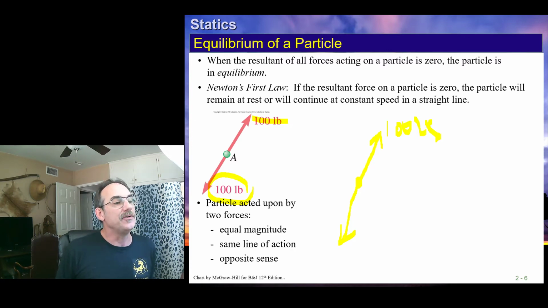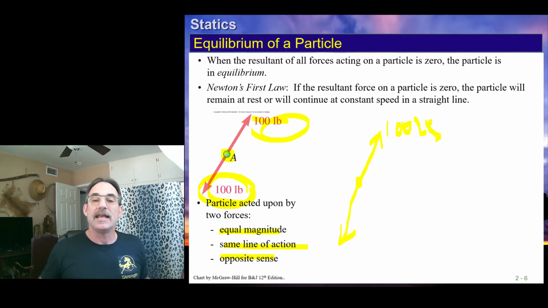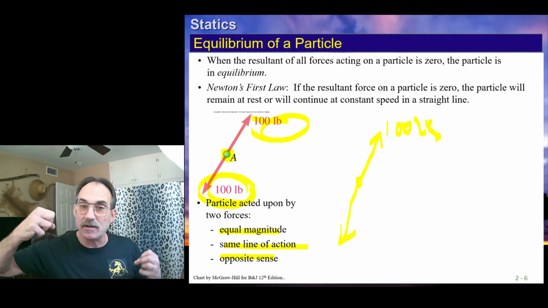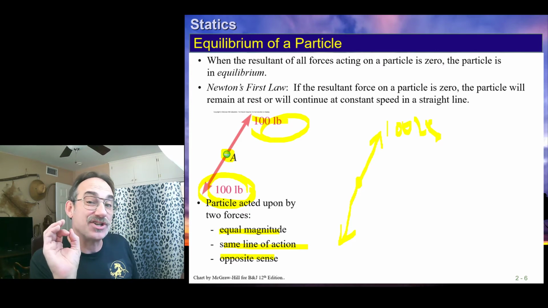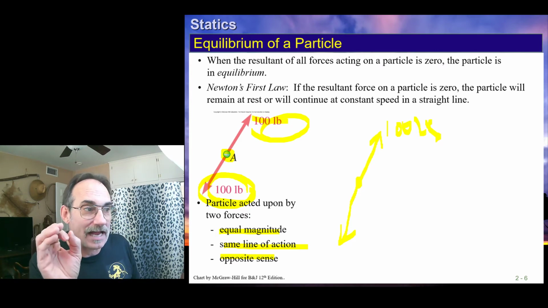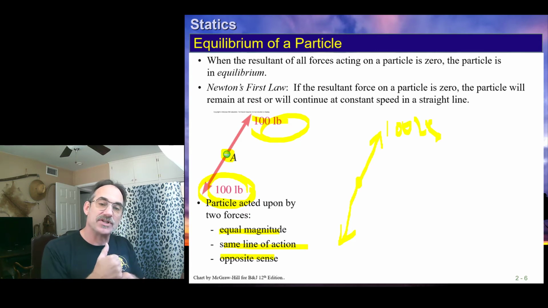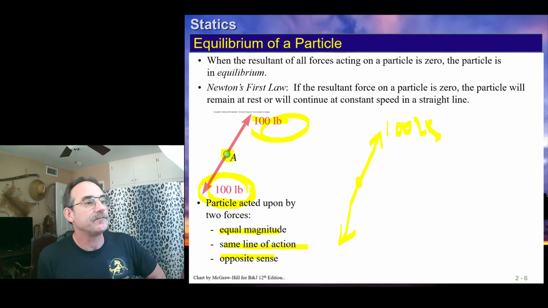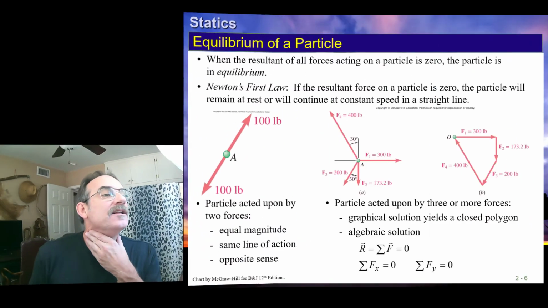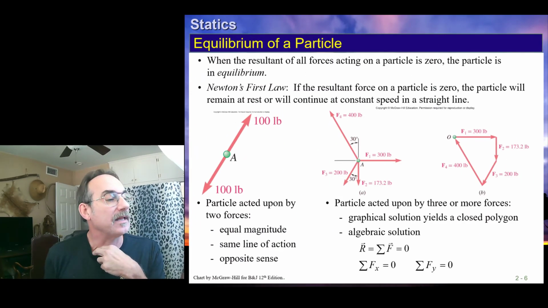This particle has two forces acting on it. They're equal magnitude, same line of action, opposite sense. That means this force is completely balanced by this force. This particle is in equilibrium. It is experiencing tension. We're going to learn about that in our Structures 1 or Strength 1 class, but the particle itself is in equilibrium because all the forces on it are completely balanced. Got it?